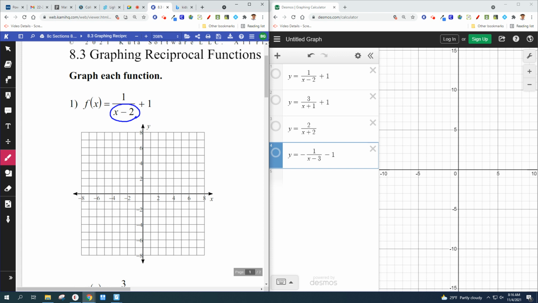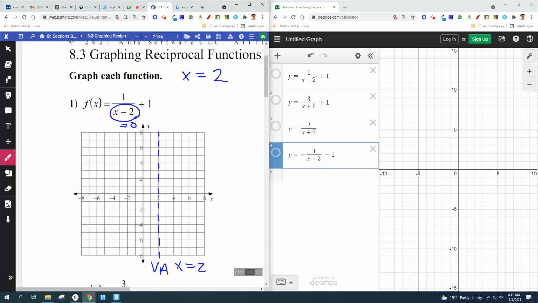We want to know what x number makes this equal to 0, because that number is going to be bad news. So tell me, what number is going to make that equal 0? Right, positive 2. If you get x equals 2, that's going to be bad news. That's going to be one of your asymptotes. So what we can do is draw a dotted vertical line through x equals 2. That is a vertical asymptote, VA, x equals 2.